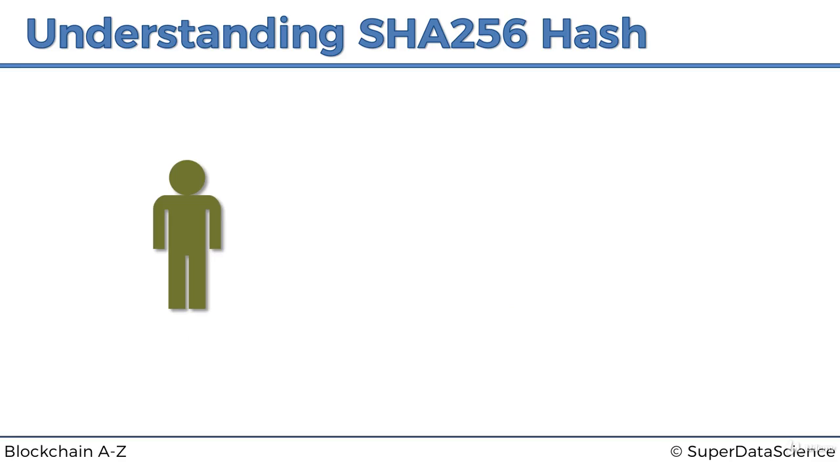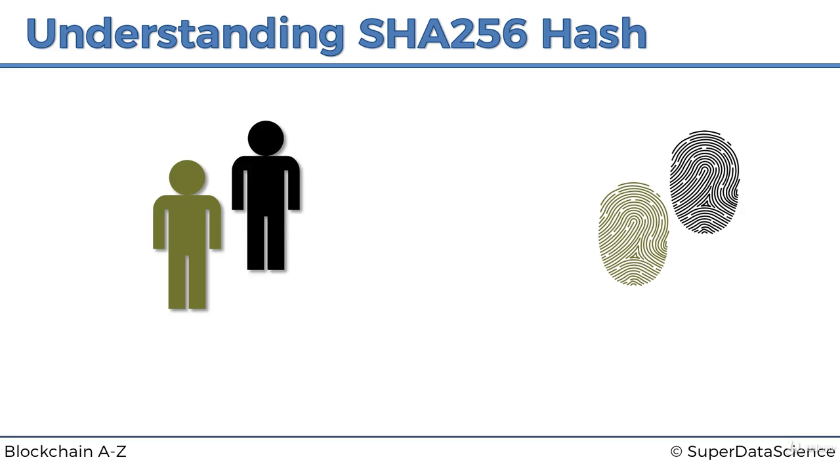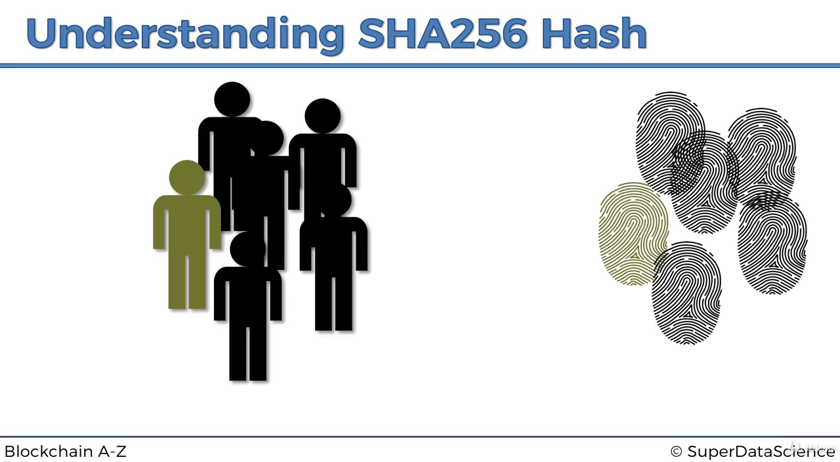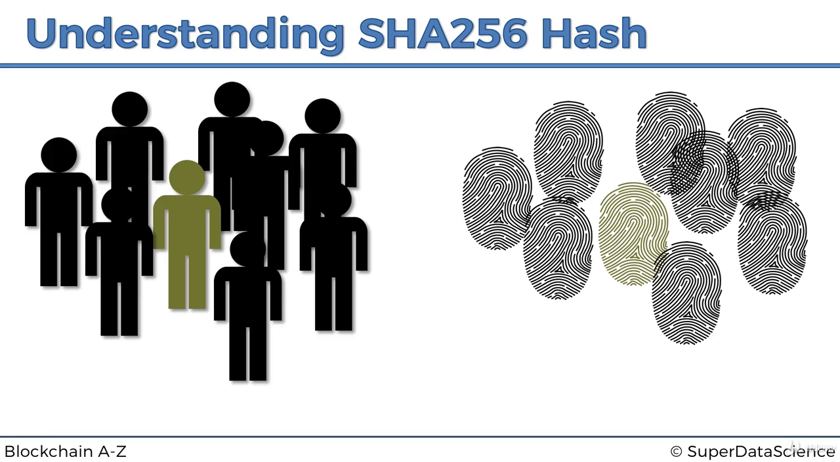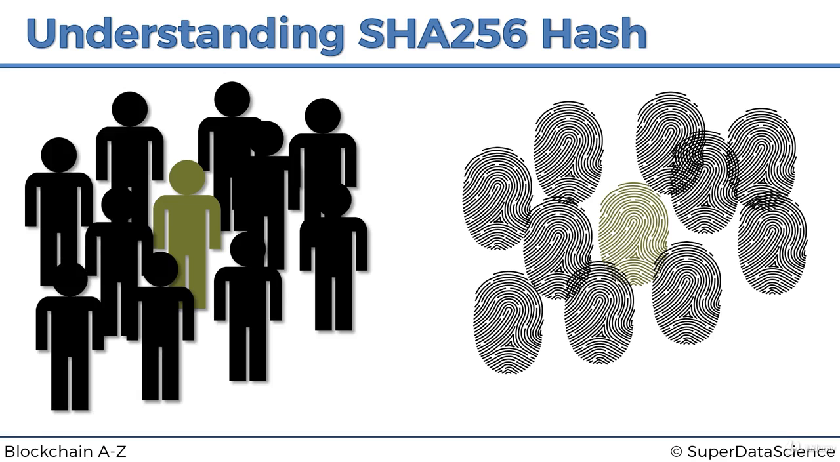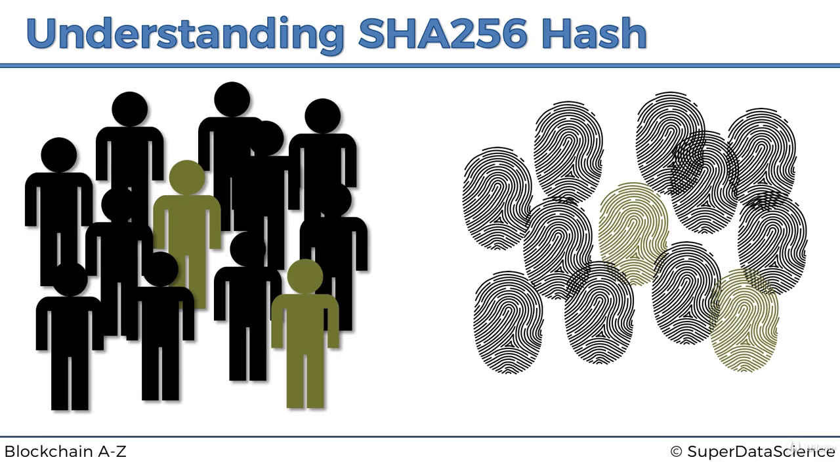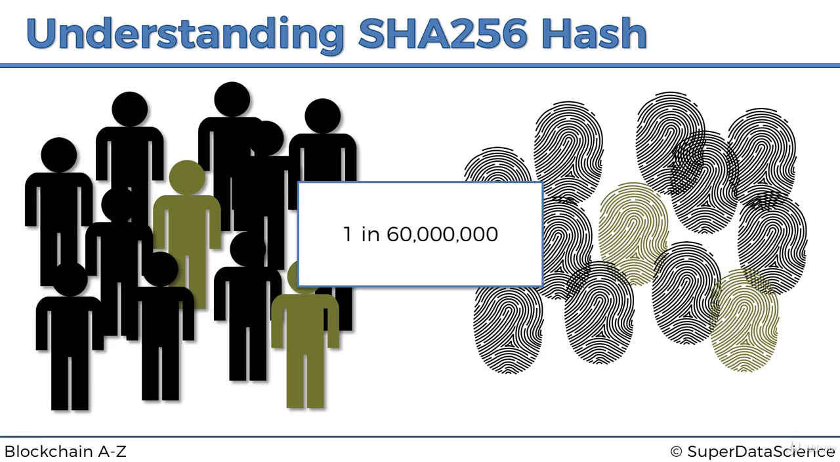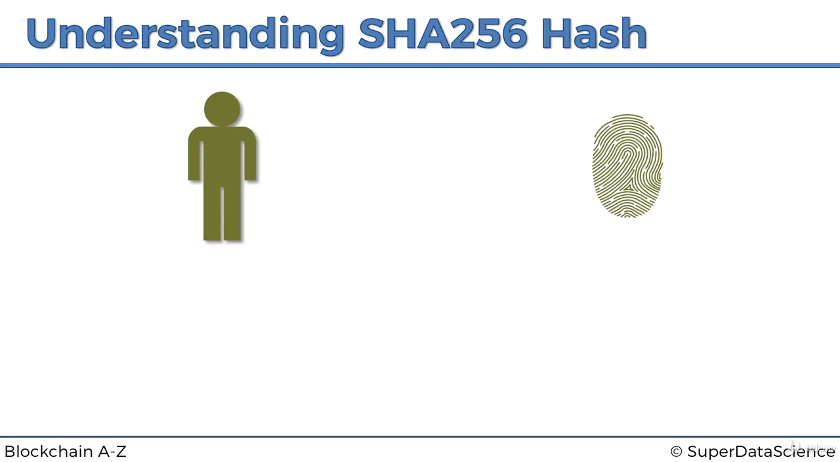So let's look at a person. There's a person, could be me or you, and we have a fingerprint. And different people have different fingerprints. So if you look at many different people, they're all going to have different fingerprints to us. There is a possibility that there'll be somebody with the same fingerprint, but it is very unlikely. The probability of that is about 1 in 60 million. So in a way, you can say that a fingerprint is an identifier of a person.